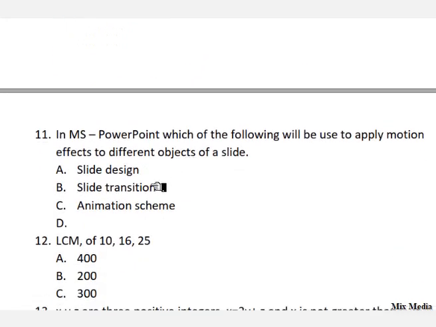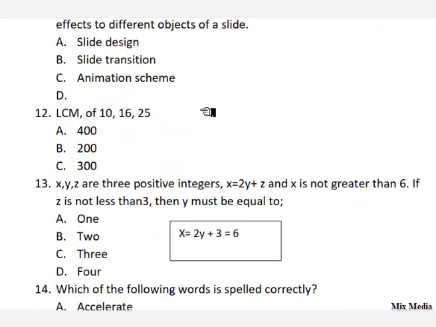Question 11. In MS Word PowerPoint, which of the following will be used to apply motion effects to different objects of a slide? So the correct option here is animation scheme. Question 12. LCM of 10, 16, 25. So the correct option here is 400.